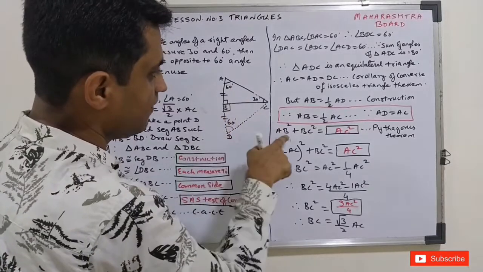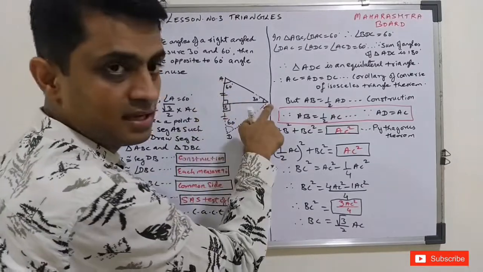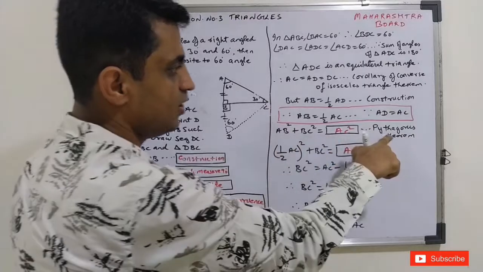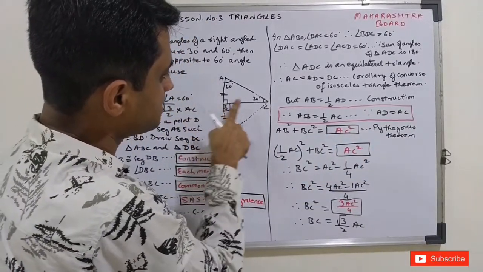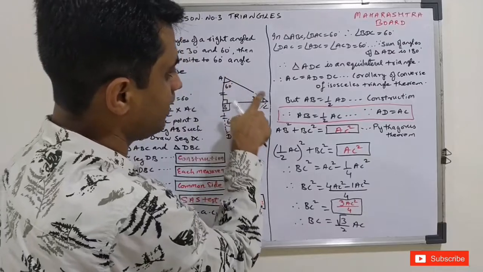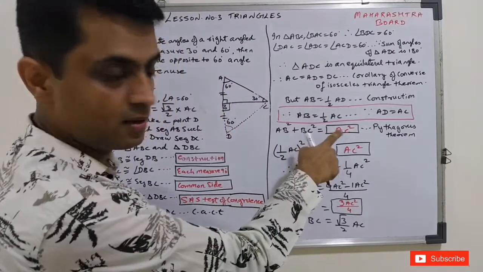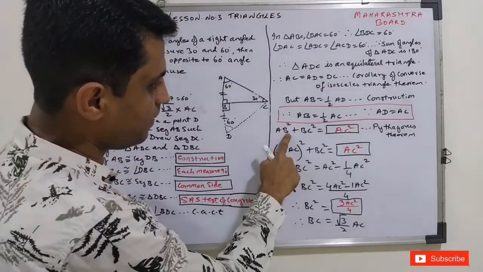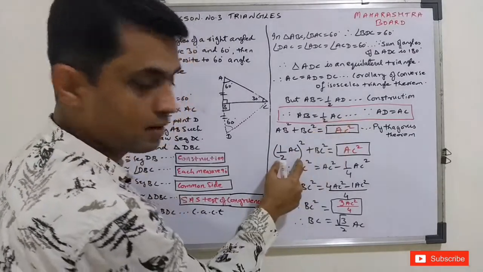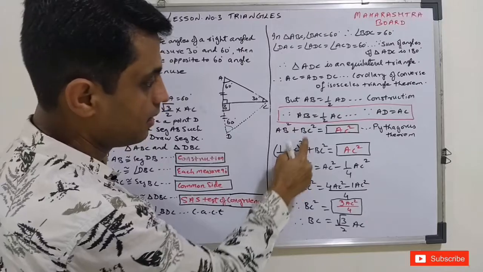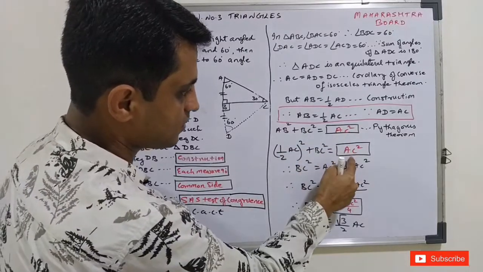Now in this triangle ABC, we can use the Pythagoras theorem. So what will we get? AB square plus BC square is equal to AC square, the hypotenuse square. Here, instead of AB, we are writing half of AC. And its whole square, BC square is equal to AC square.